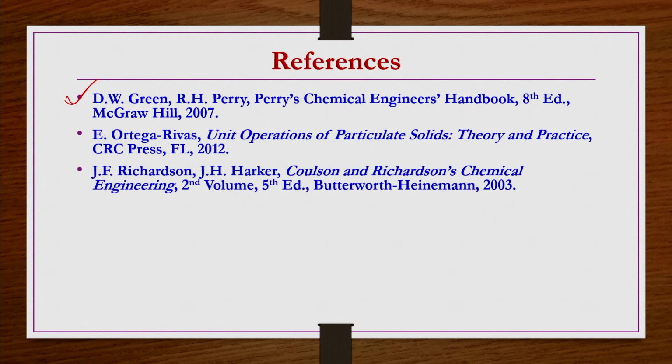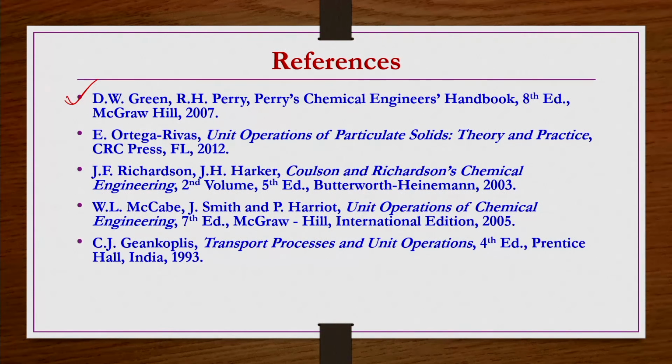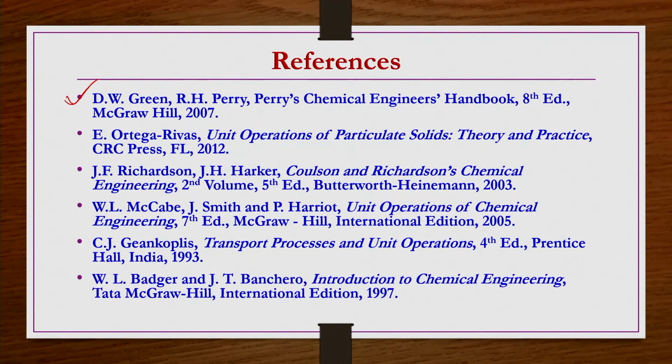Other reference books are standard references. We have Coulson and Richardson's Chemical Engineering, second volume, by Richardson and Harker. Then Unit Operations of Chemical Engineering by McCabe, Smith and Harriott. Then Transport Processes and Unit Operations by Geankoplis. And finally, Introduction to Chemical Engineering by Badger and Banchero.